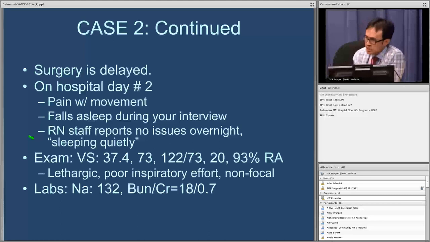But our case was a gentleman who had a ground level fall with a right elbow fracture. His surgery, unfortunately, is delayed. And on hospital day number two, he has pain with his movement. And unfortunately, he's fallen asleep during your interview again. The RN staff reports no issues overnight, but he's sleeping really quietly. His exam is noted there. Unfortunately, he's more lethargic and has poor inspiratory effort. His neurological exam is non-focal, suggesting that he has not had a stroke. His sodium is a little bit lower than before.